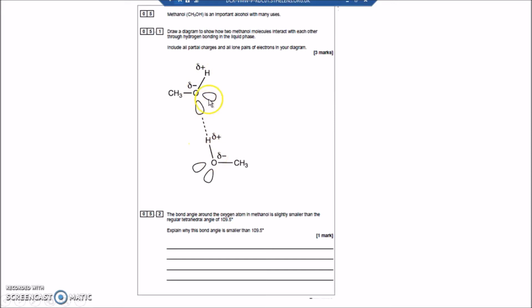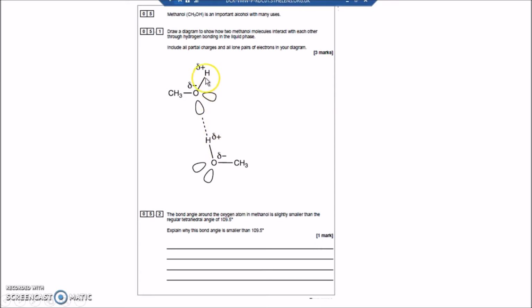So as long as you've got two lone pairs on this oxygen and you've got an OH with a delta plus on here, that's fine, because it's this section here that's going to form the hydrogen bond. And the hydrogen bond is the dotted line. You need a dotted line, and that O, H and O should be in a straight line, because those two delta minuses, those two oxygens, repel as far as possible. And the dotted line should come from one of the lone pairs through to the H on the delta plus.